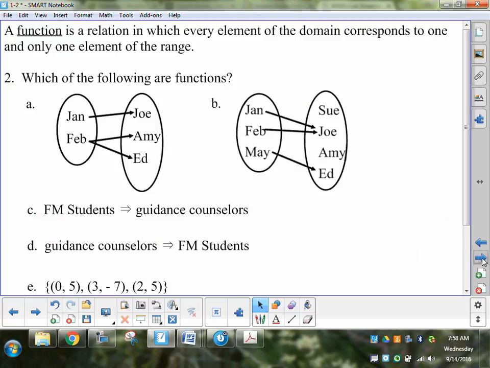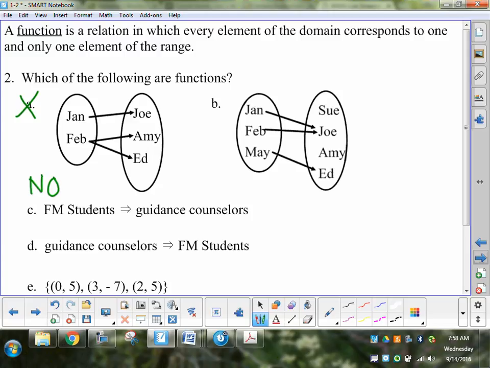Which of the following are functions? I shared this with a friend that works at Fayetteville, so she was a little bit biased when she made this section. Function: every element in the domain corresponds to 1 in the range. So as we're doing this out, here's A, here's B. Which one of these are going to be functions? Well, to start off with, look at A and B. Is A going to be a function? No. Why? Because of February. February ruins it. So this is a no.